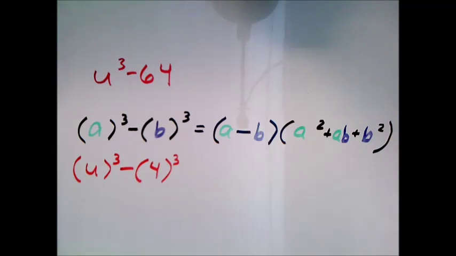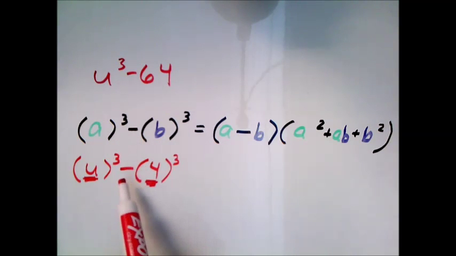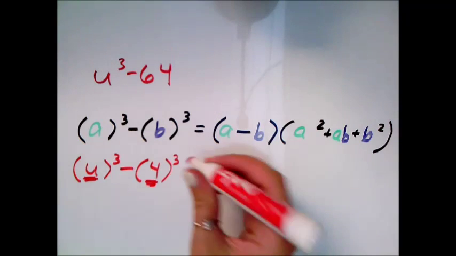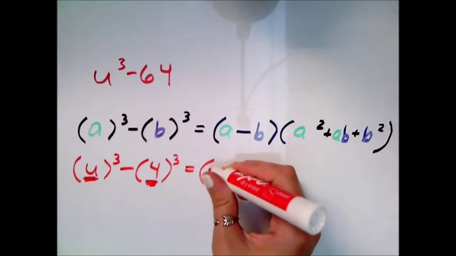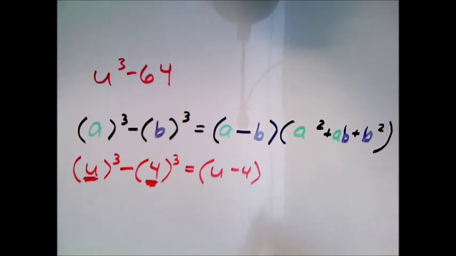So why do I care about that? I'm trying to figure out, for my formula purposes, what do I substitute for a and b. So then I just follow the formula. There's a slightly different one for minus and plus. So this is minus, makes everything else plus. So wherever there's an a, I'm going to put a u. So u minus 4. Wherever there's a b, I'm going to put a 4.